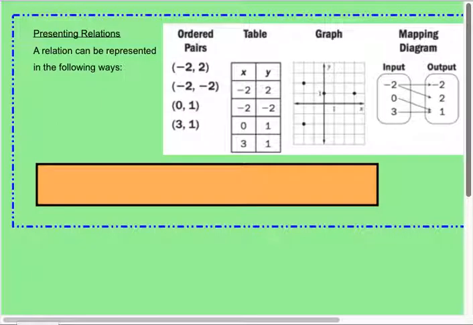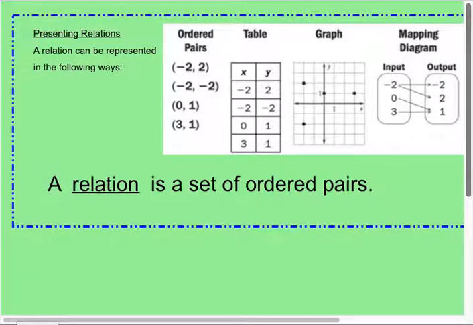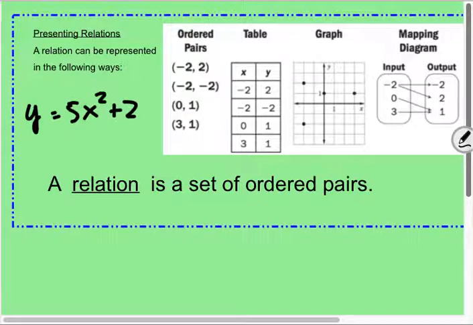So first off, presenting relations. A relation can be represented in the following ways. Well, what is a relation, first of all? A relation is a set of ordered pairs. It can be written as an equation. I'll just make one up real quick: y equals 5x squared plus 2, where you're plugging in x values and you're getting out y values. They'd be ordered pairs, so therefore you can write it as an equation also.